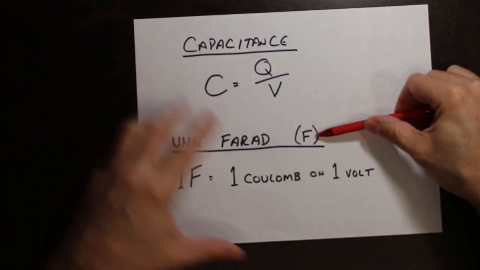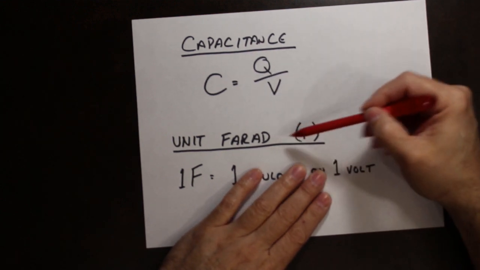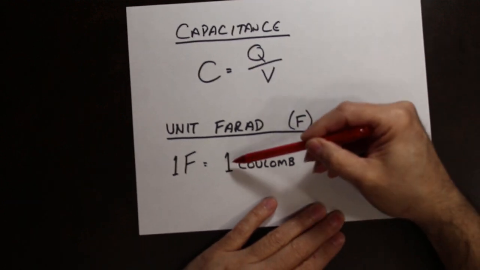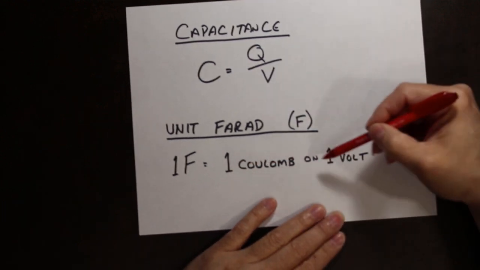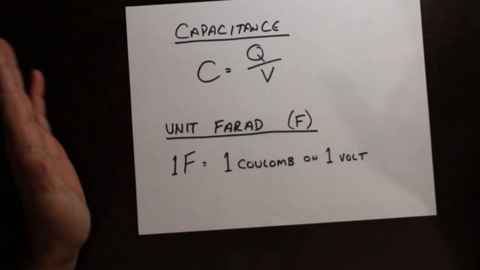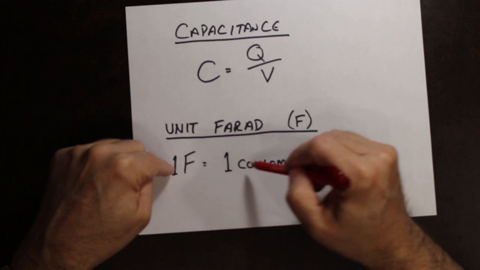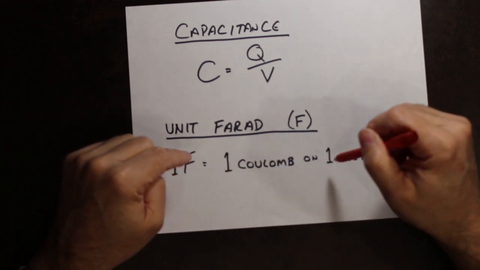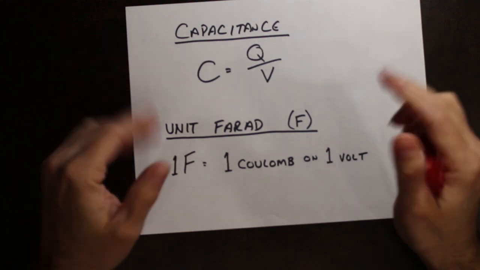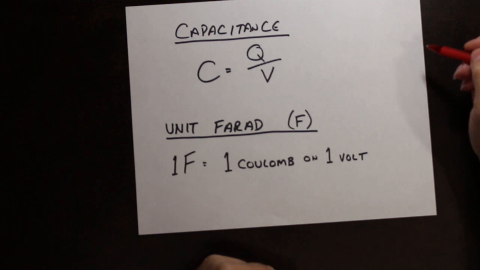So the unit of capacitance is called the farad. 1 farad is equal to 1 coulomb of charge placed across 1 volt on the plates of the capacitor. So if we have 1 coulomb of charge per volt across the plates, that is referred to as 1 farad.